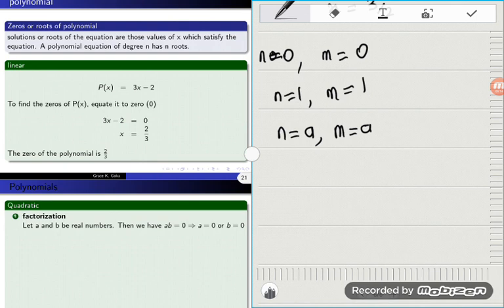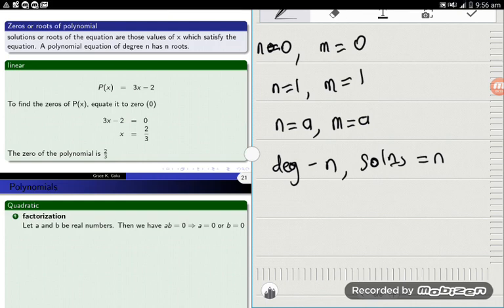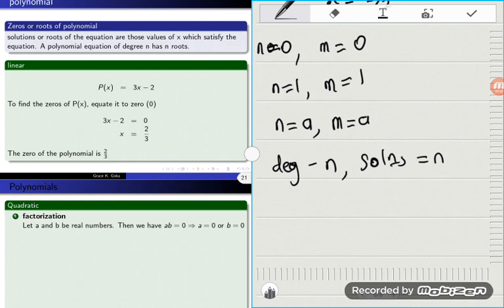So in effect, if I have a polynomial of degree n, then the total number of solutions that polynomial will have is also equal to n. Not n repeated solutions, not n distinct solutions, but n solutions. Right? So they could be repeated, they could be distinct, but there has to be n solutions, where n represents the degree of the polynomial.